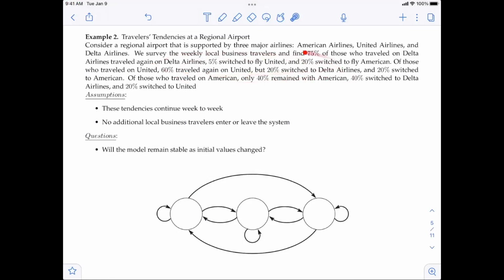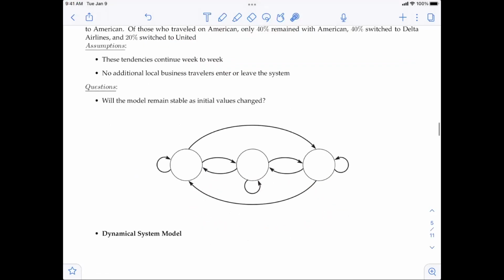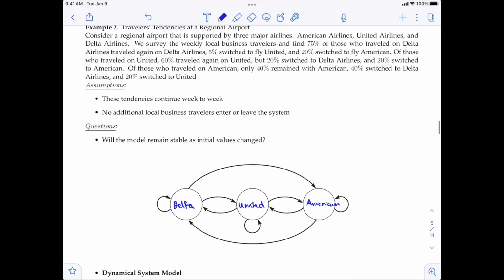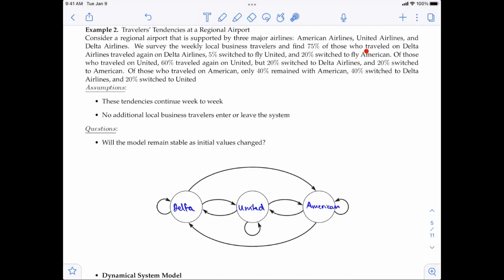Now let's put this information into our schematic here. So there are 3 airlines: Delta Airlines, United Airlines, and American Airlines. Now I'm gonna start with, this is Delta Airlines, this is United Airlines, and this is American Airlines. Okay. So for Delta Airlines, 75% of those who travel on Delta travel again on Delta Airlines. So this is 75%. 5% switch to fly United. So this is 5% that used Delta before and now switch to United. And there is 20% who switch to fly American Air. So this is the arrow. Right, so this is 20%.